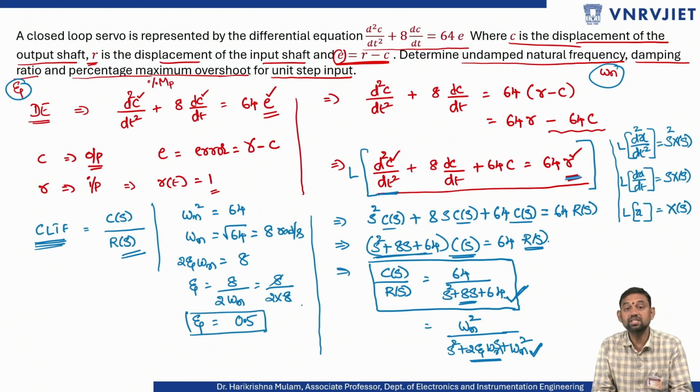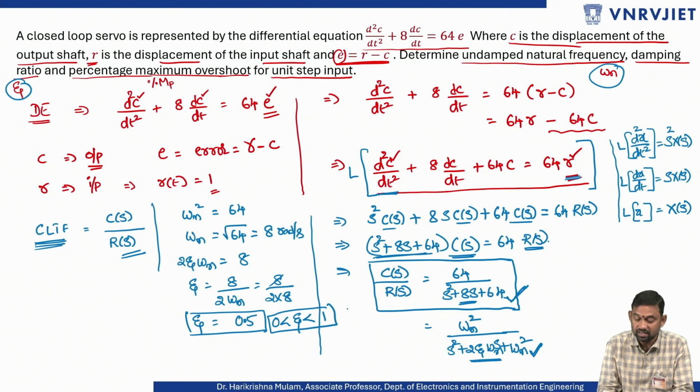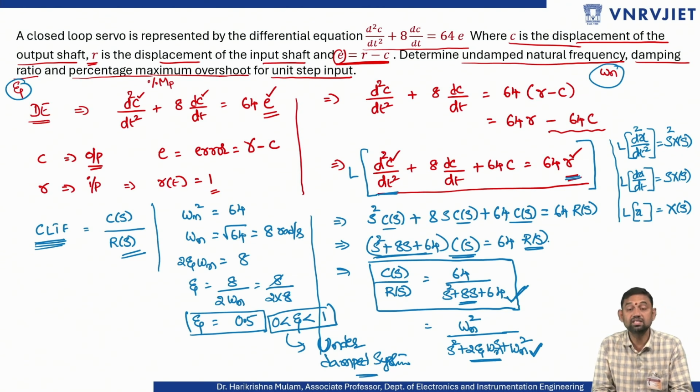We know that if zeta is equal to 0, it is an undamped system. Zeta equal to 1, it is a critically damped system. Zeta greater than 1, it is an overdamped system. But if the zeta value is in between 0 and 1, that is 0 less than zeta and zeta less than 1, such a system is called an underdamped system. As zeta is in between 0 and 1, the system is called an underdamped system.